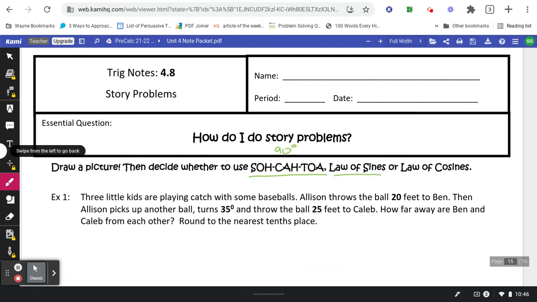Law of sines. For the law of sines, you have to have either both the A's, both the B's, or both the C's. So the side as well as the angle. And then the law of cosines would be for everything else.